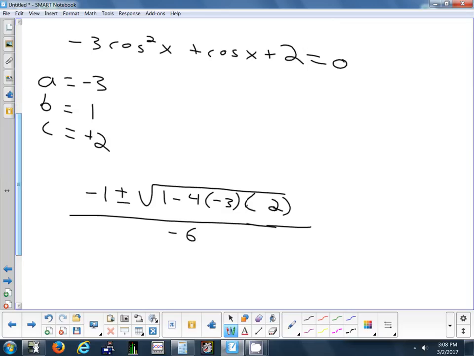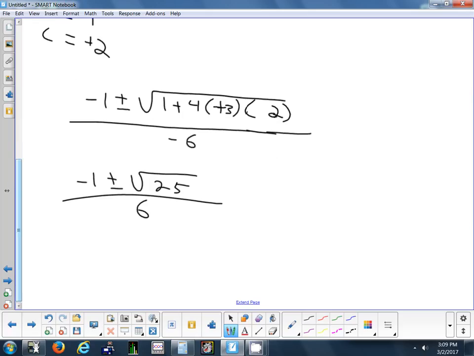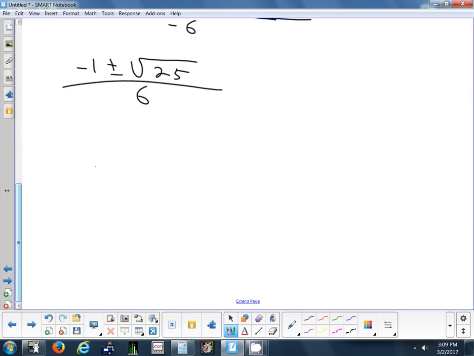All right, so now what's going to happen when you subtract a negative here? It's going to become a positive. That's also nice. 4 times 3 is 12, times 2 is 24. Wow, 24 plus 1 is 25, and the square root of 25 is 5. Because it came out to a nice answer, this one is probably one you could have factored, but just keep going. It's a negative 6 on the bottom. So negative 1 plus or minus the square root of 25, which is 5, over negative 6.